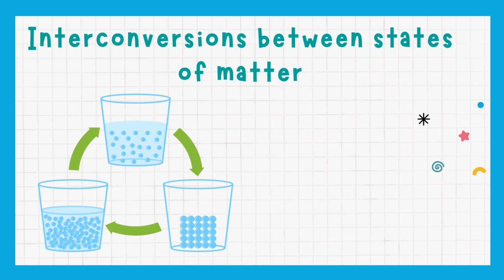So what we have here is a solid, a liquid, and a gas. Okay, and we are going to take a look at the different processes involved in changing between these states. So the first change of state that we're going to take a look at is when we change from a solid to a liquid.